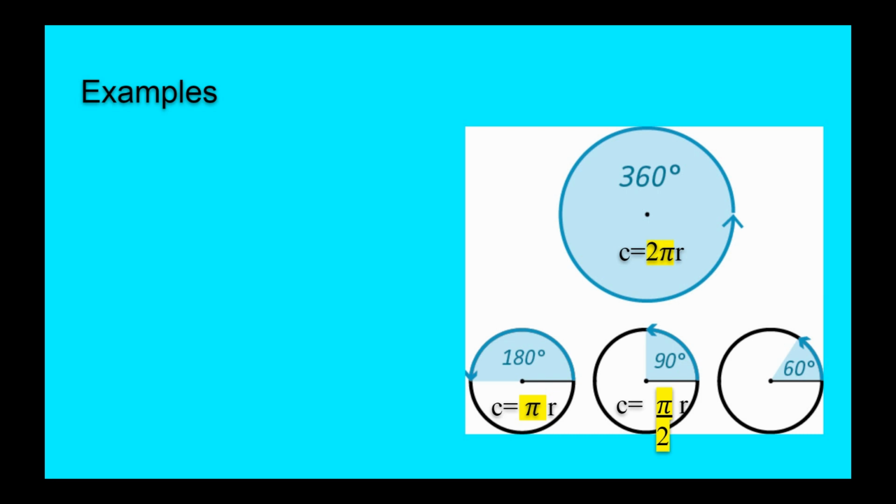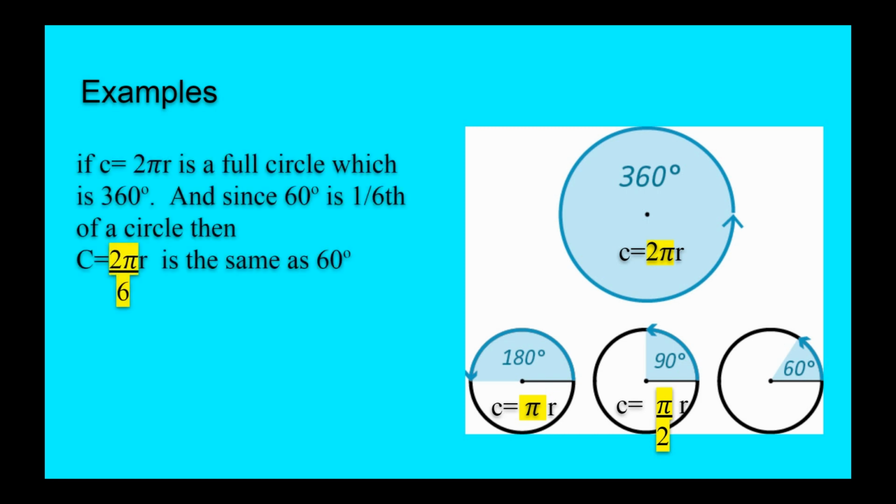90 degrees would be the circumference formula divided by 4. Leaves you pi over 2 r. So 90 degrees is pi over 2 radians. And finally, if we wanted to do 60 degrees, we'd realize that 60 degrees is 1/6 of a circle. So we take 2 pi r and divide it by 6. The 60 degree circle has 2 pi over 6 radians.